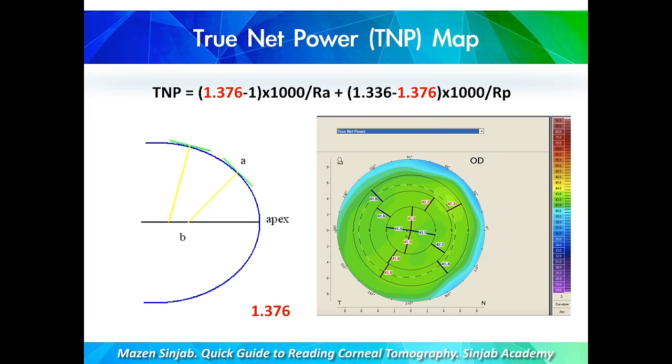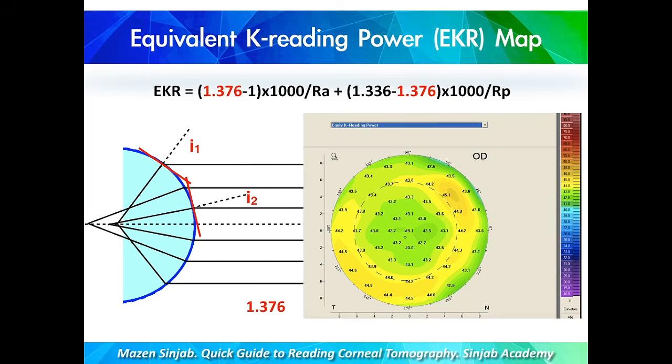The true net power map is a combination of the anterior and posterior corneal power. It uses the sagittal method to measure each surface, but instead of using the wrong index of refraction, it uses the real index of refraction of the cornea, which is 1.376. The equivalent K-reading power map.